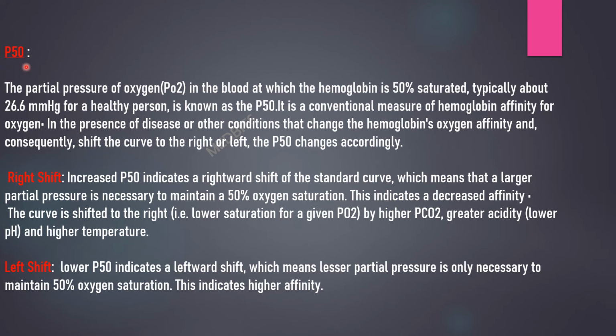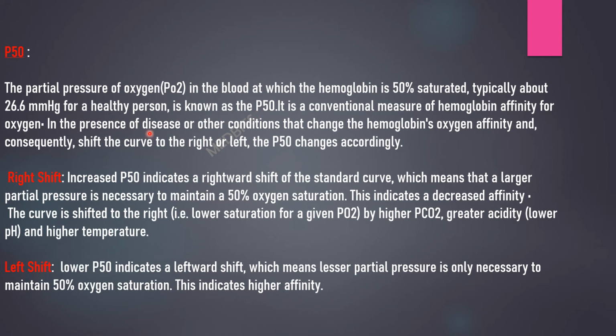Now it is about P50. P50 is asked in a 3-marker sometimes, and these 3 points you need to write when you're writing about the oxygen dissociation curve. So let's look into that. As I had shown you in the last slide, P50 is the partial pressure of oxygen in the blood at which the hemoglobin is 50% saturated, typically about 26.6 mmHg for a healthy person. This is known as P50. It is a conventional measure of hemoglobin affinity for oxygen.